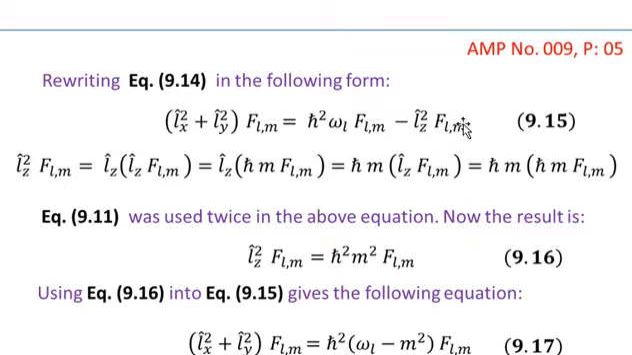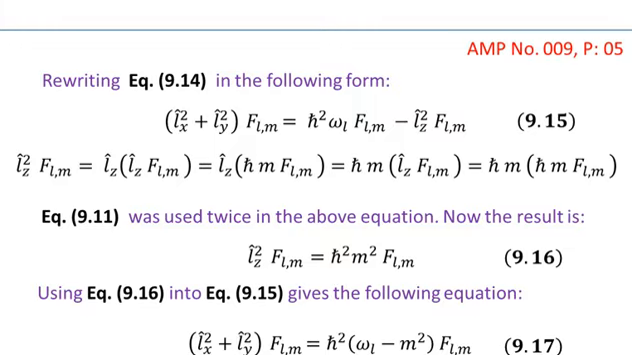So now let me find out what I shall get when Lz square operates on FLM, which is explained over here. Lz square operating on FLM: I can split the Lz square operator into two parts, Lz times Lz, and one of the Lz will operate on FLM. So when this Lz operates on FLM, I shall get the result h bar m times FLM.